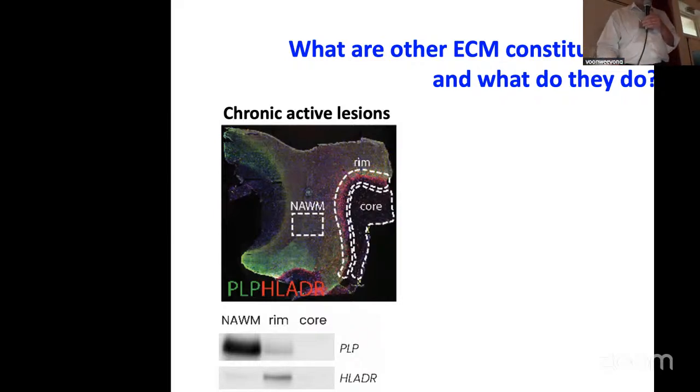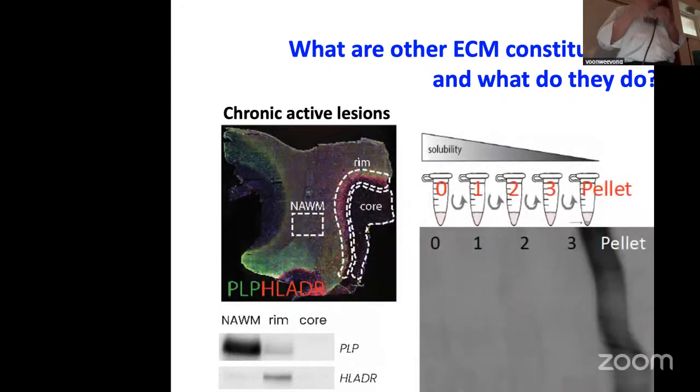So this is our attempt now to do unbiased proteomics to try to identify the ECM. We have, as an example, dissected these areas. We have run controls just to make sure that our areas are of particular types. So for instance, in normal appearing white matter, you still have PLP, but not so much at the rim or core. And the rim is where HLA-DR positive microglia macrophage would be.